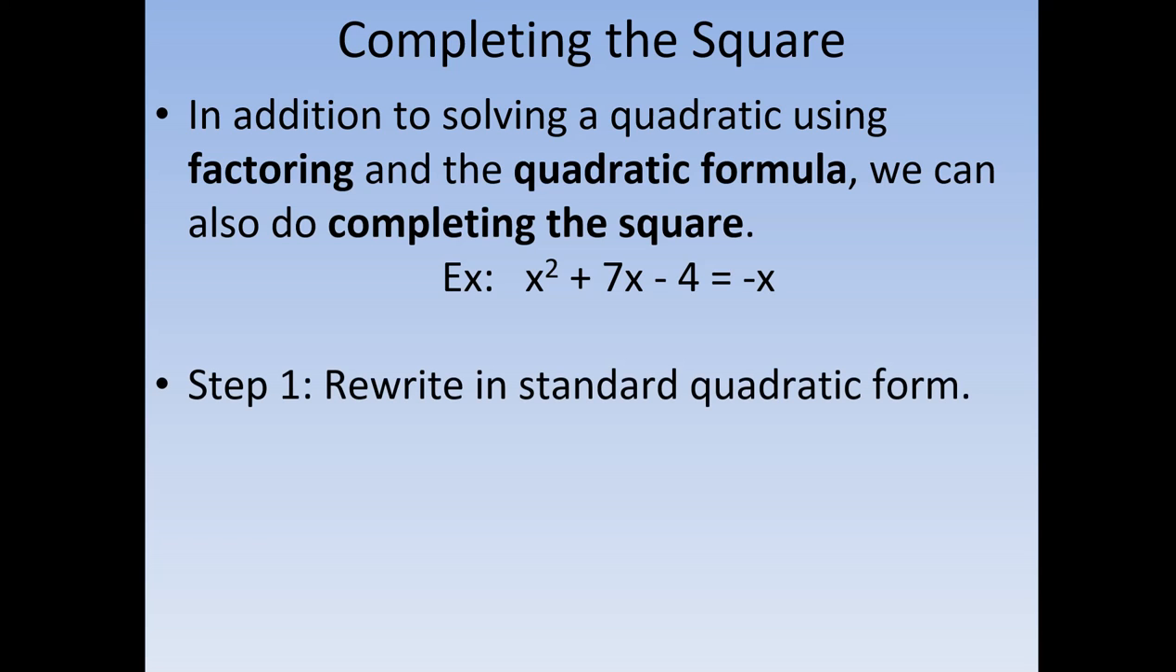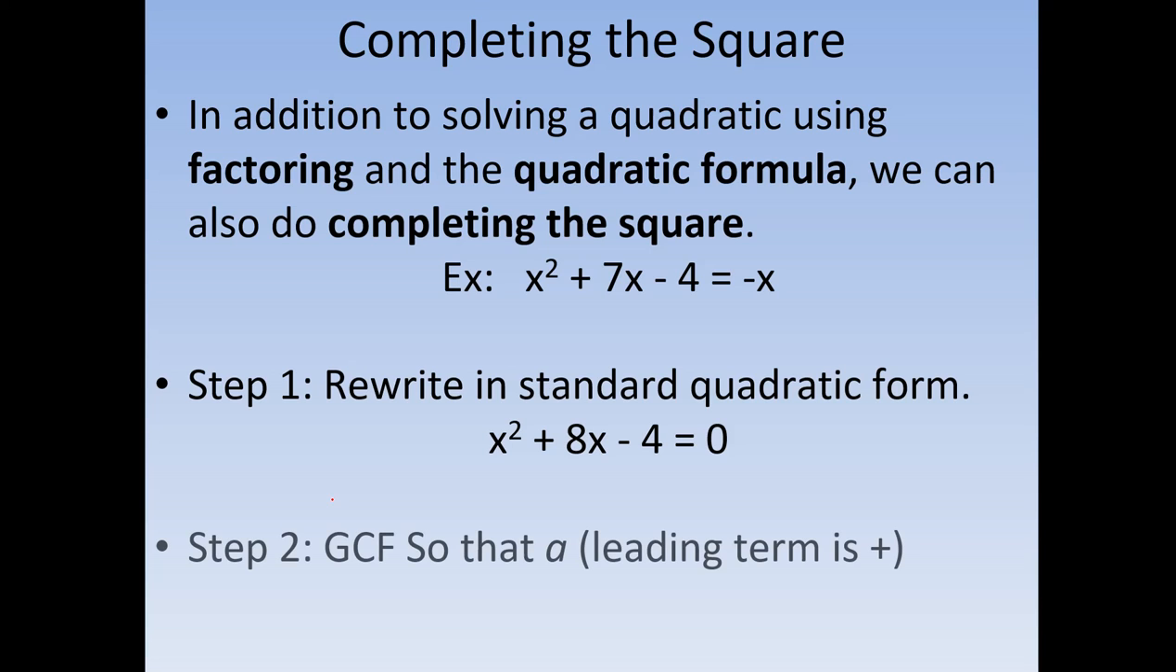The first step is exactly the same way we do normally, where we're going to rewrite this in standard form, meaning we're going to add the x over so that we have the quadratic on one side and 0 on the other. So this is what it's going to end up looking like when I add an x to both sides. Step two, this is where it gets a little different.